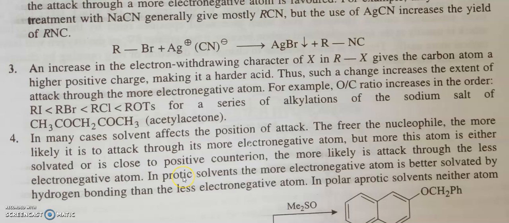The third important point: an increase in the electron withdrawing character of X in RX gives the carbon atom a higher positive charge, due to this making it a harder acid. Thus, such changes increase the extent of attack through the more electronegative atom. For example, the oxygen to carbon ratio increases in the order RI less than RBr less than RCl less than ROTs, for a series of alkylations of the sodium salt of ethyl acetoacetate here.